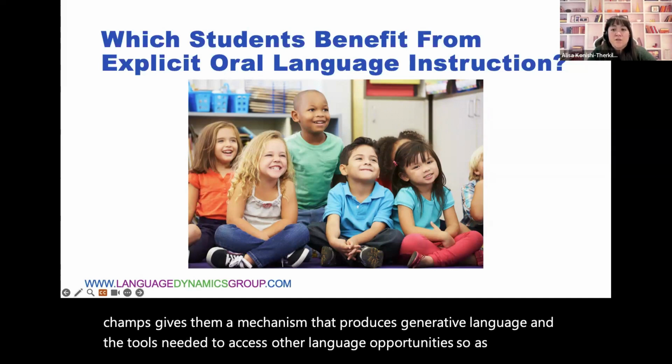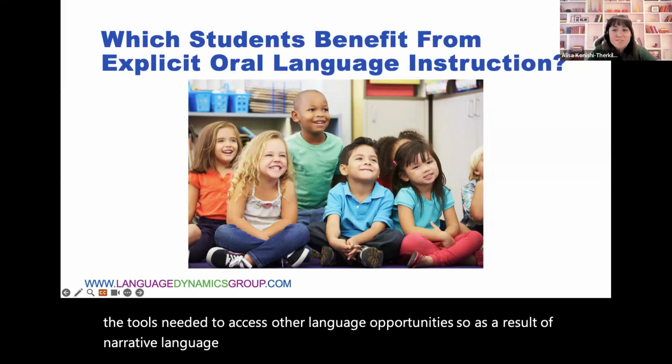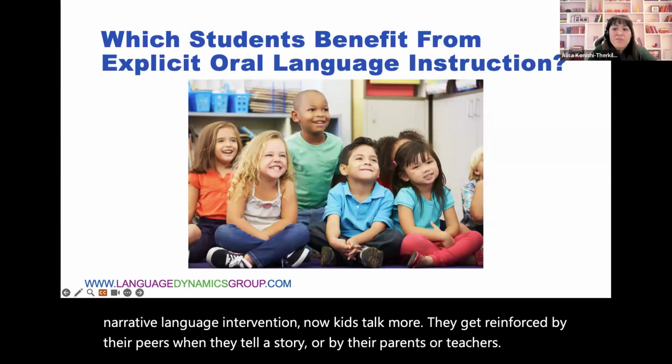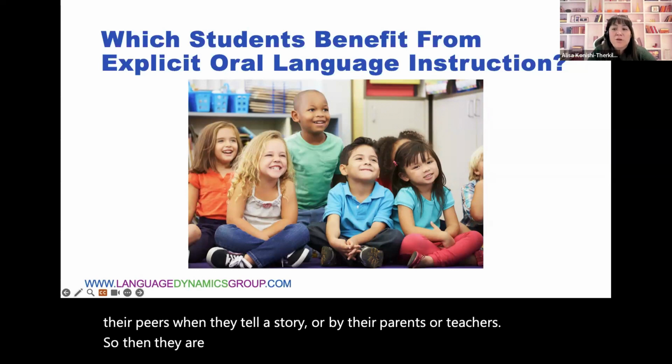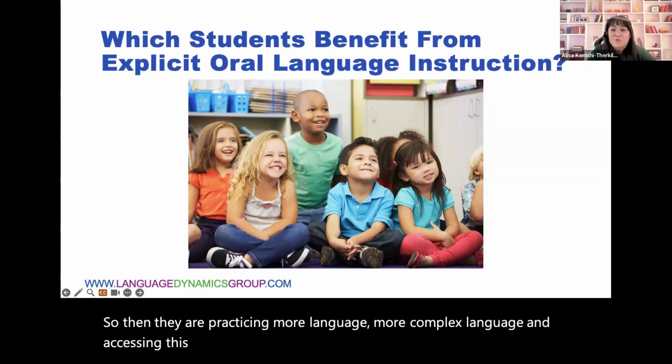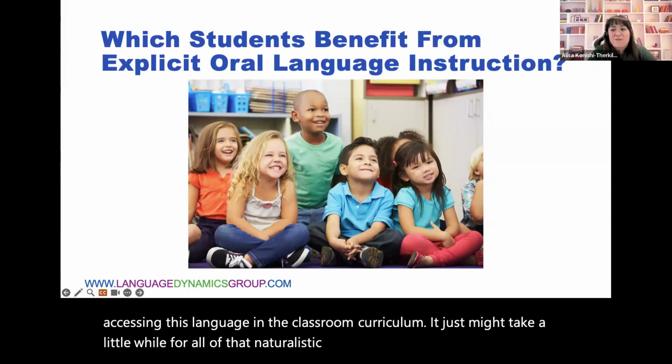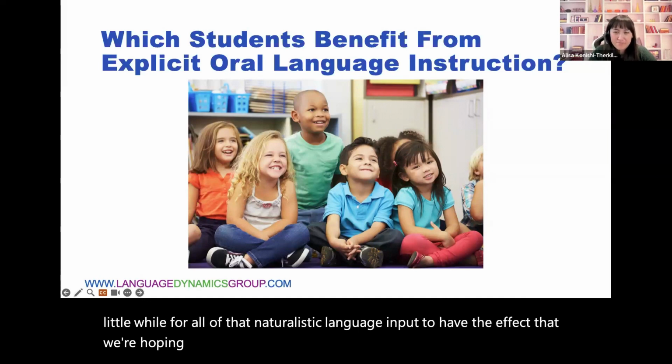So as a result of narrative language intervention, now kids talk more. They get reinforced by their peers when they tell a story or by their parents or teachers. So then they are practicing more language, more complex language, and accessing this language in their classroom curriculum. It just might take a little while for all of that naturalistic language input to have the effect that we're hoping for.